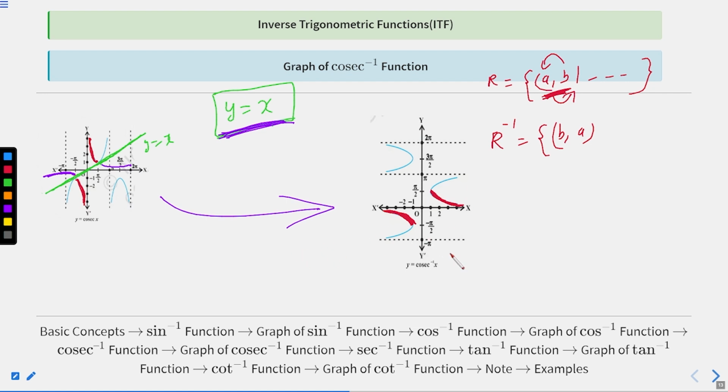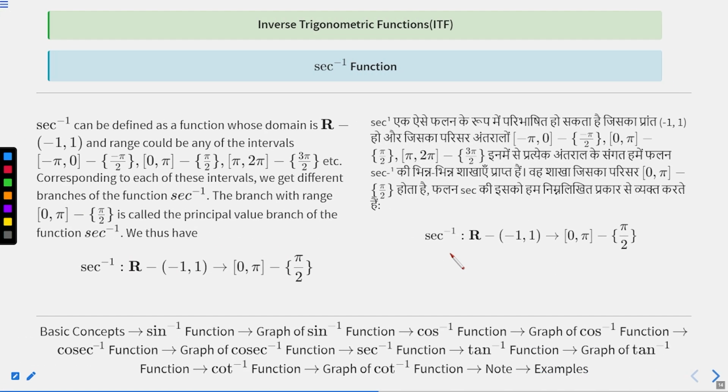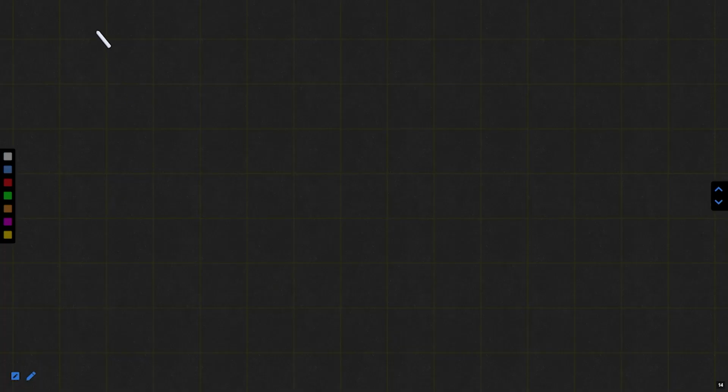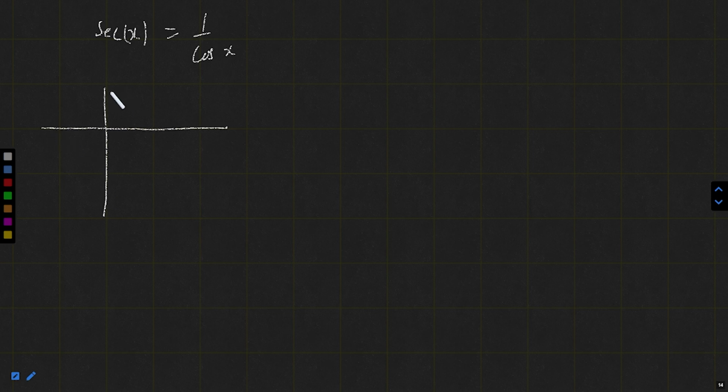Okay, now let's move to next function, which is sec inverse. Okay, let's try to analyze it. So first of all, let's understand the sec function. If you recall, sec x is 1 upon cos x. First of all, let us make the graph for sec x. For sec x, we all know we will always start with the cos graph. So cos graph is this. Now we make asymptotes wherever the cos is 0.